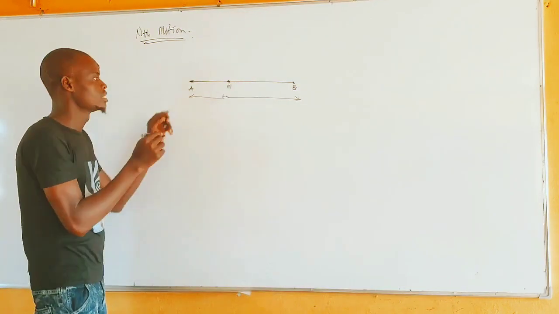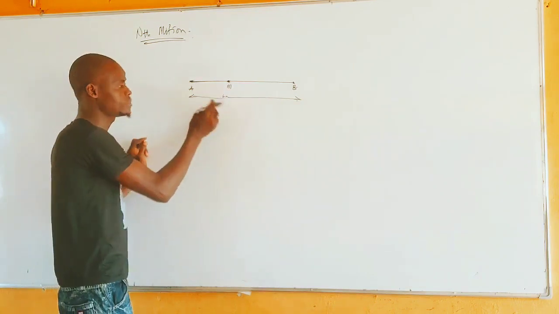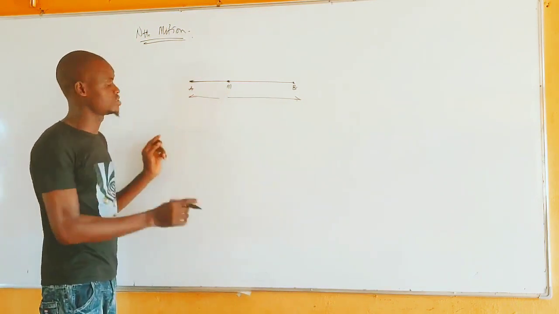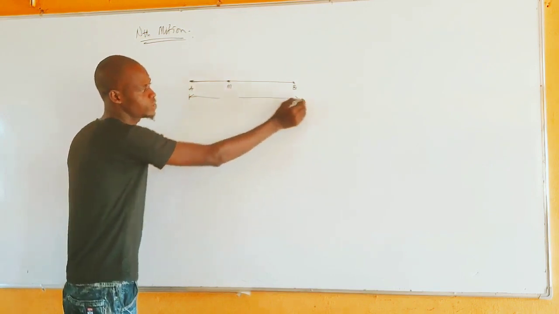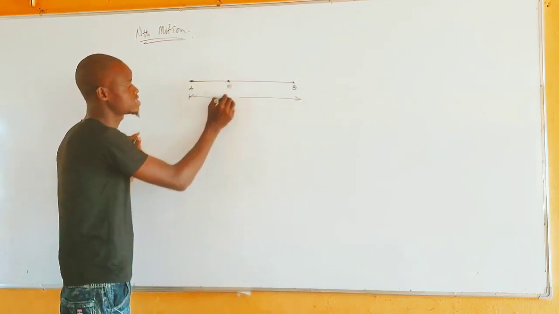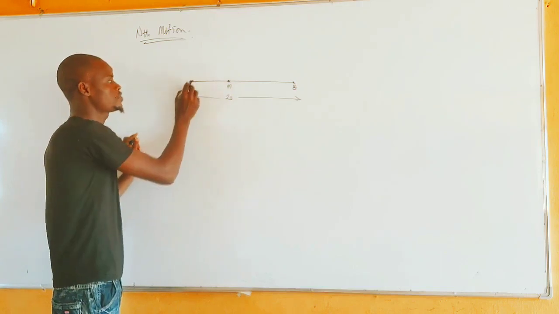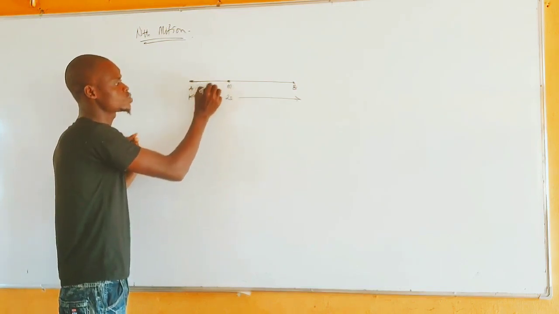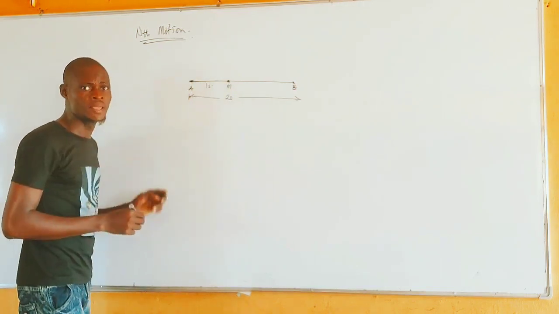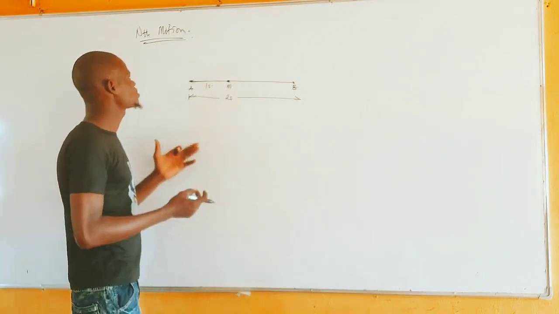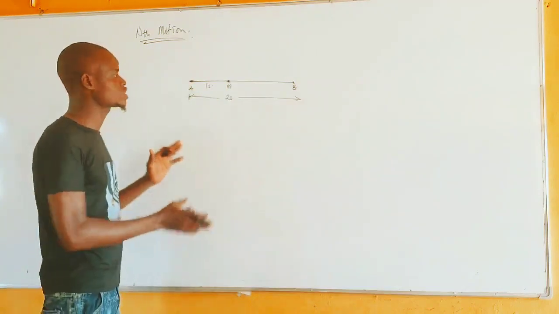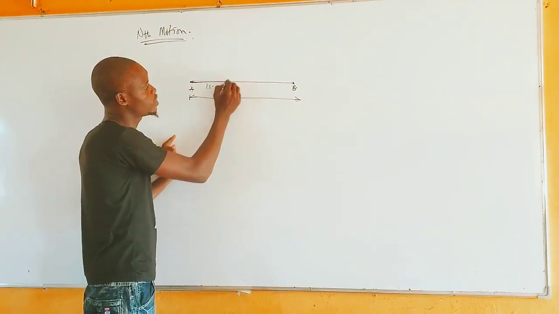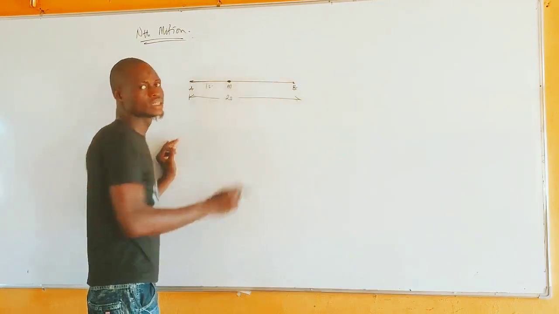Let me use numbers so that we can get what I'm trying to say here. If the time taken from A to B is only 2 seconds, and from A to M the time taken is 1 second, what we mean by Earth's motion is: what is the distance that the body covered from M to B? That is what we need.